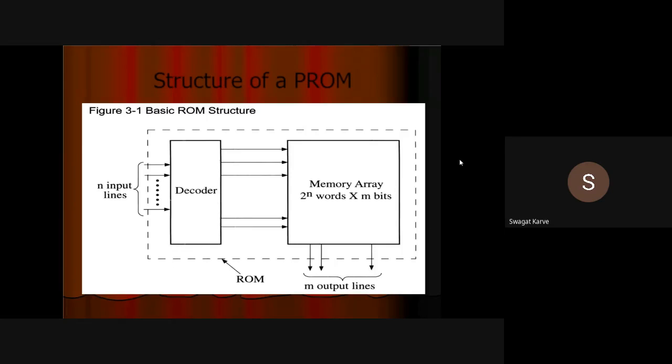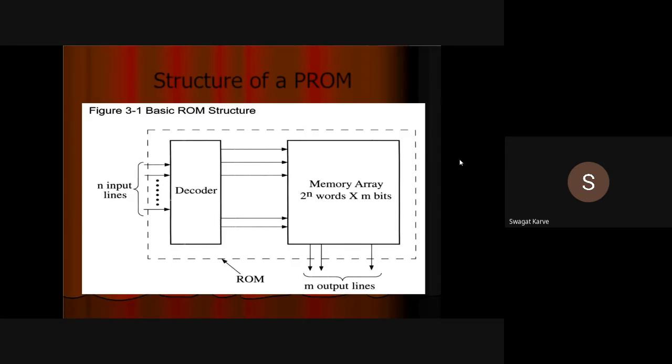PROM मध्ये काय असतं, जे डिकोडर आहे, decoder that is the AND array. It is fixed. Decoder म्हणजेच इथं AND array आहे. AND array is fixed, and that memory, that is 2^n words, is actually the OR array, and that is programmable. That OR array is programmable, but that decoder, that means that AND array, is the fixed one.